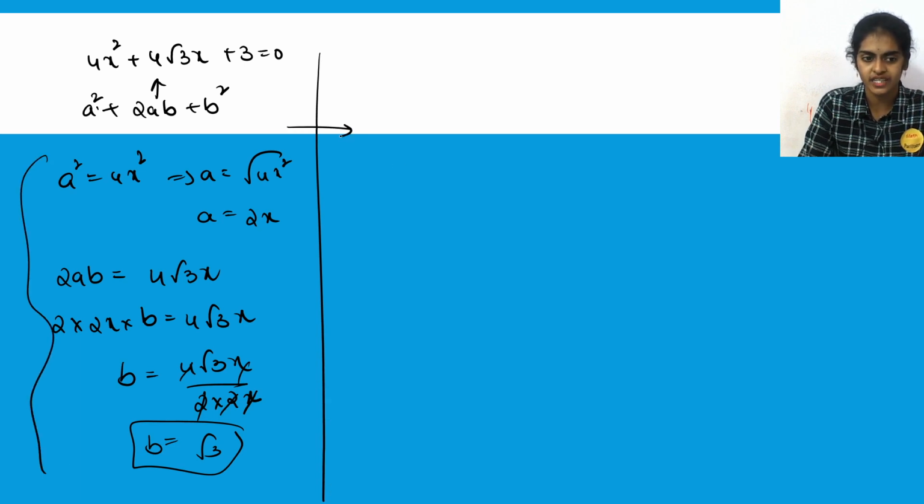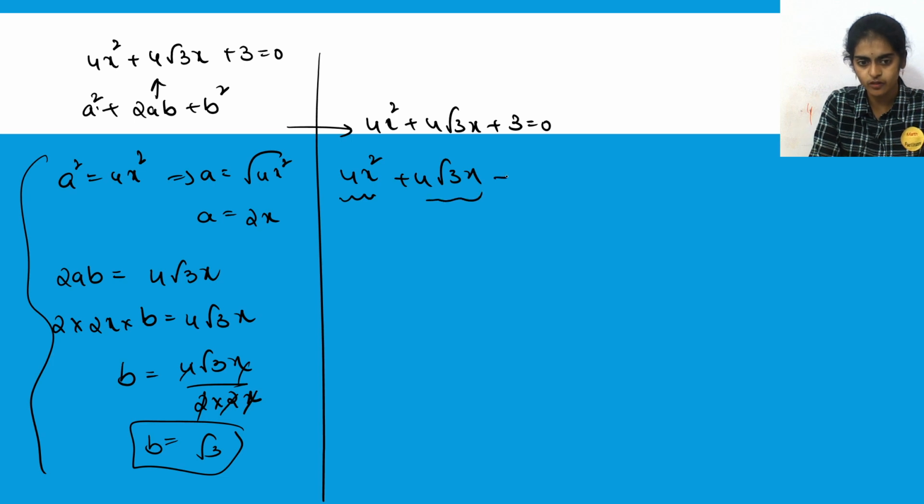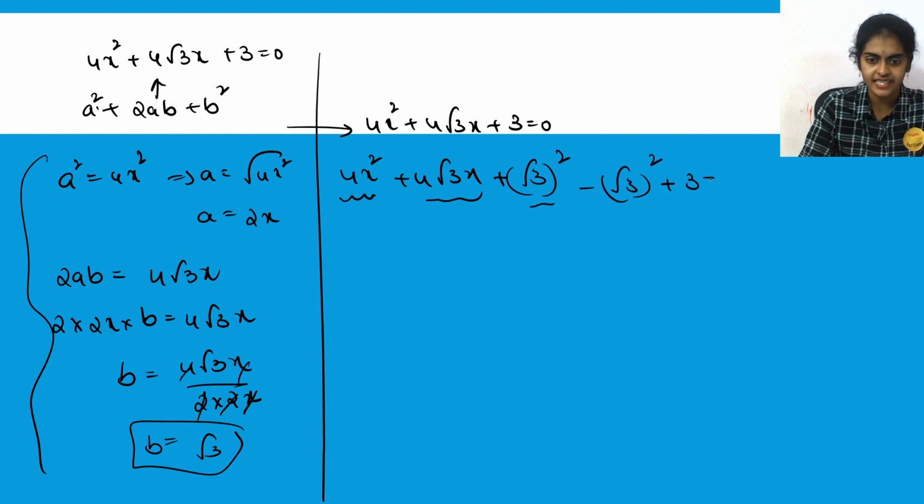Now, what will you do here? So, your equation is 4x square plus 4 root 3x plus 3 equal to 0. So, let us add and subtract this b square value. This is a square plus 2ab, this value, plus b square is missing. So, I am adding and subtracting b square. Adding, and now I will subtract. And I have plus 3 in the equation. So, I am writing it.